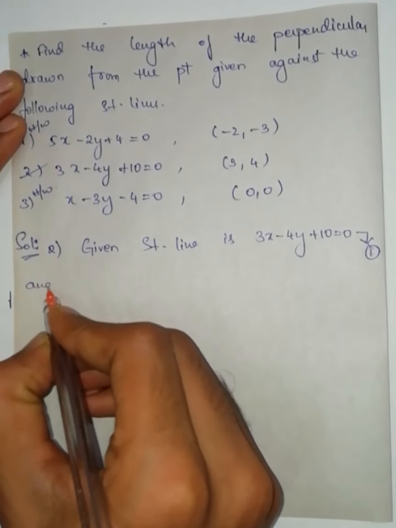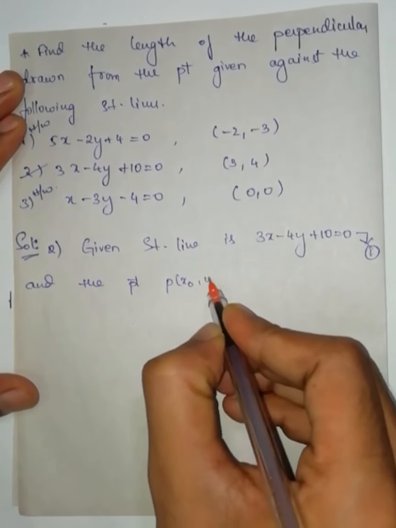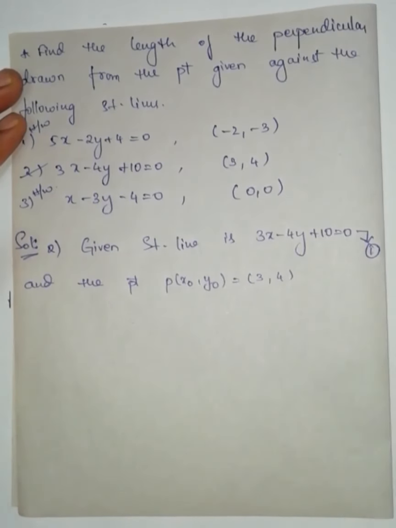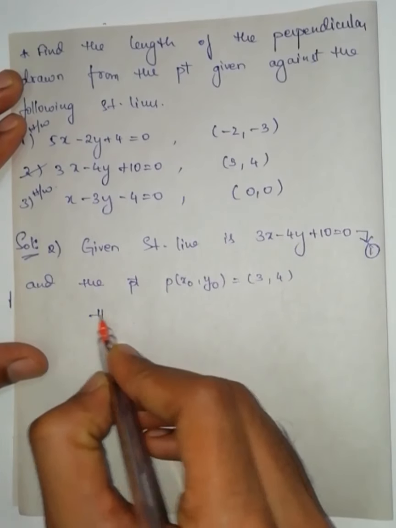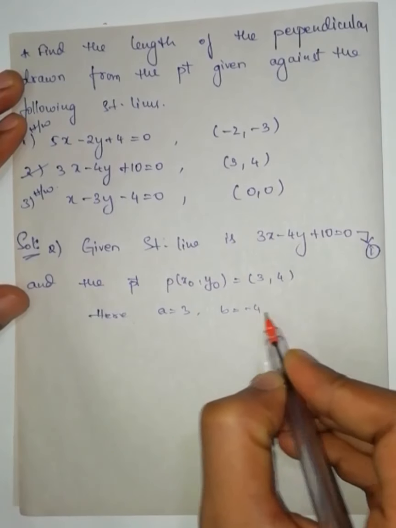And the point P of x naught comma y naught is equal to 3 comma 4. And here A is 3, B is minus 4 and C is 10.